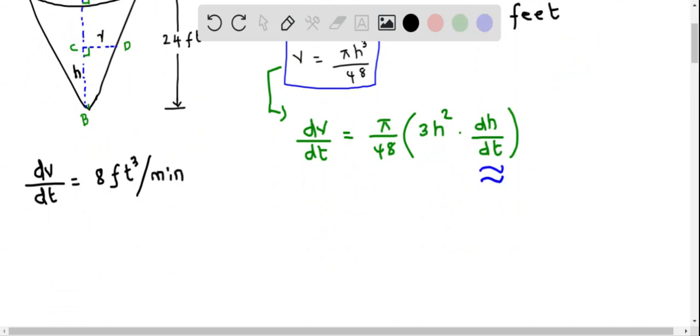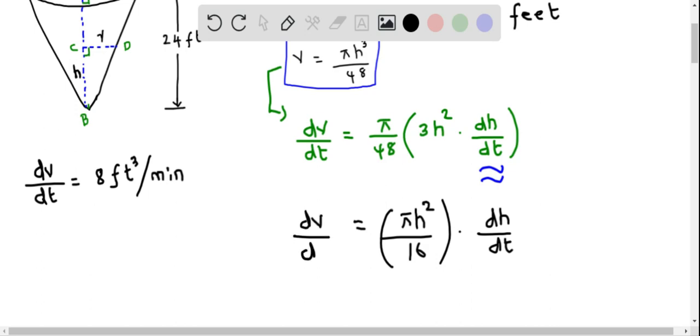So first let me simplify the right side. I can write down the numerator as 3 pi h squared, divided by 48. In fact, we can reduce this, 3 can be divided into 48. So this gives 1 by 16, or I can write this as pi h squared divided by 16 times dh/dt. And on the left side, we have dV/dt.